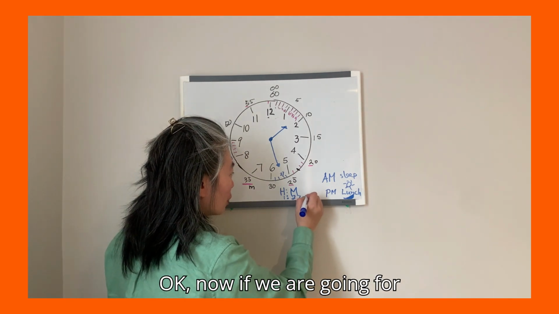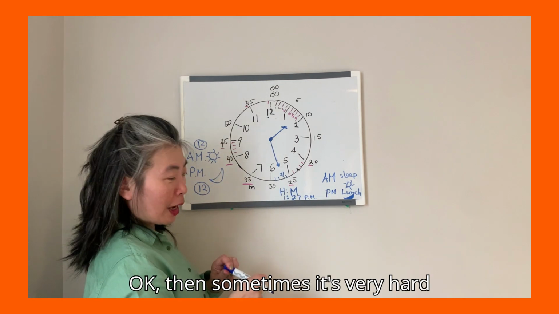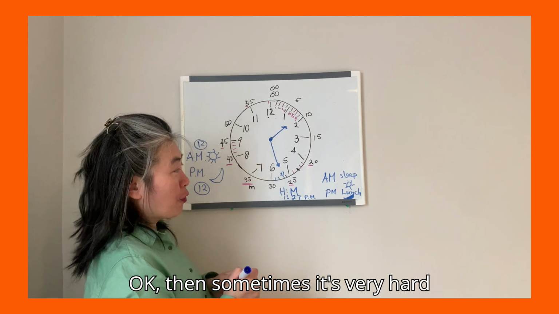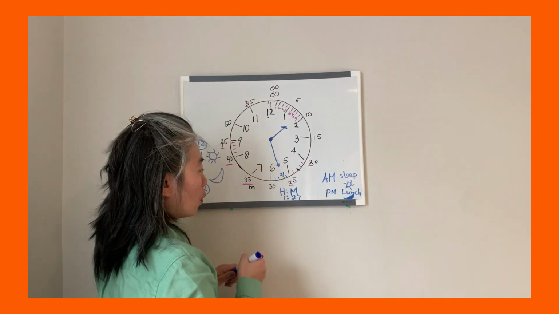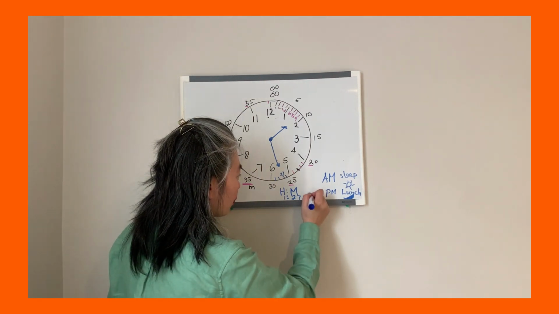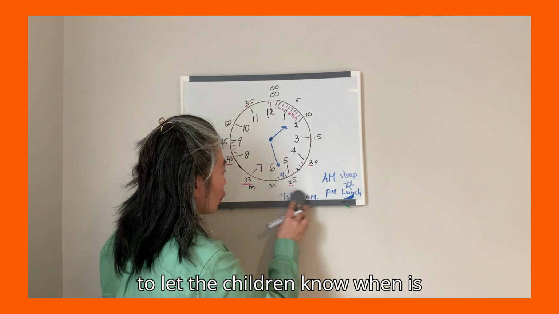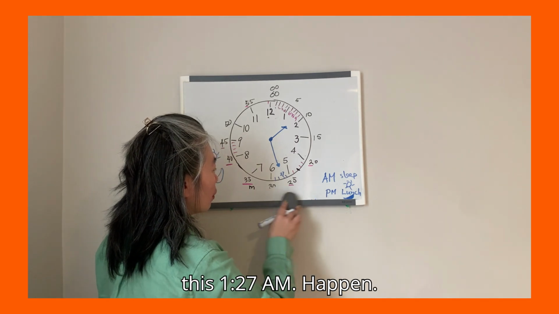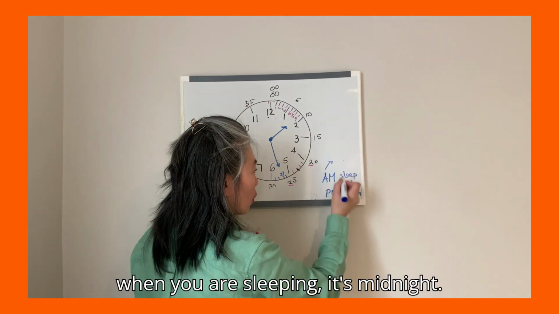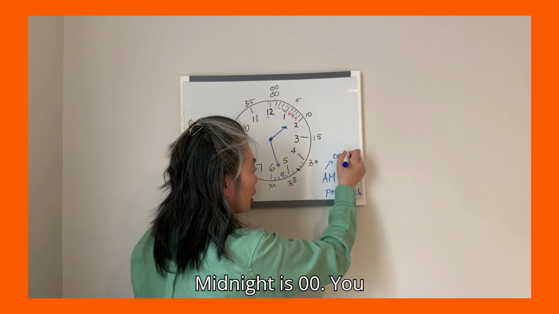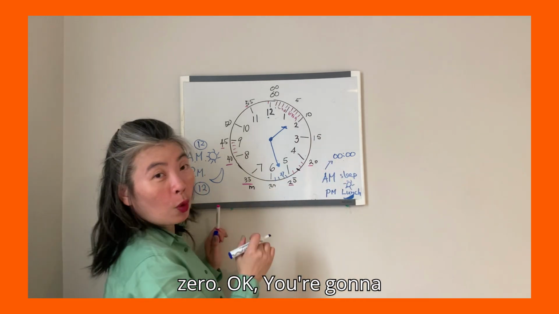Okay, now if we are going for lunch, you say this is PM. Then sometimes it's very hard for children to understand the meaning of 1:27 a.m. So there's a way to let the children know when this 1:27 happens. So I tell children, when you are sleeping, it's midnight. Midnight is 00. You're sleeping, nothing is moving, so it's 0.